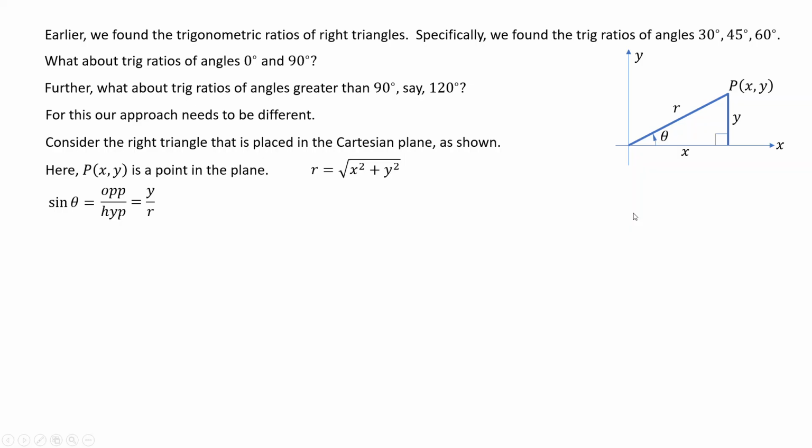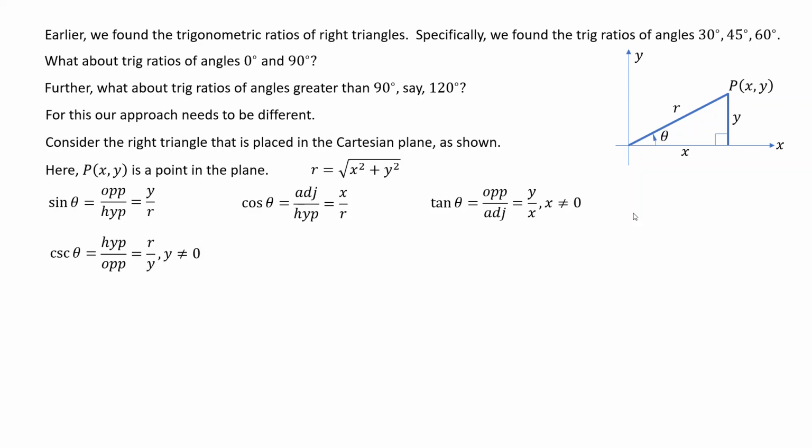utility. Next, cosine theta, as you can guess, is adjacent over hypotenuse, which means x over r, and tangent theta is opposite over adjacent, y over x, provided x is not equal to 0. And cosecant theta is hypotenuse over opposite, the reciprocal of sine theta, or r over y, provided y is not 0. Secant theta is r over x. Cotangent theta is x over y. Okay, so stuff that I hope is fairly clear to you. I don't have to spend a whole lot of time.